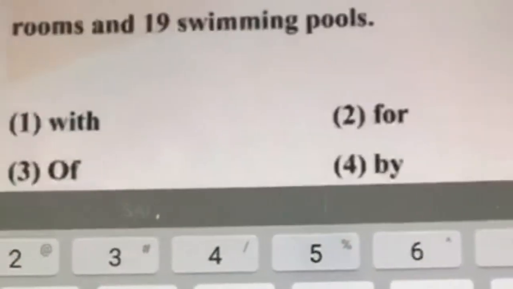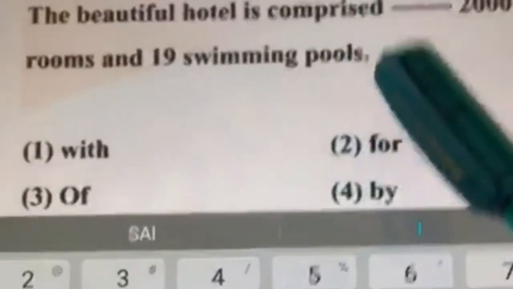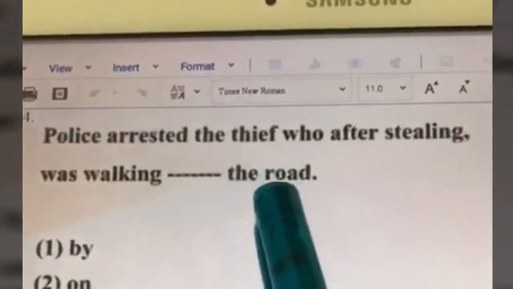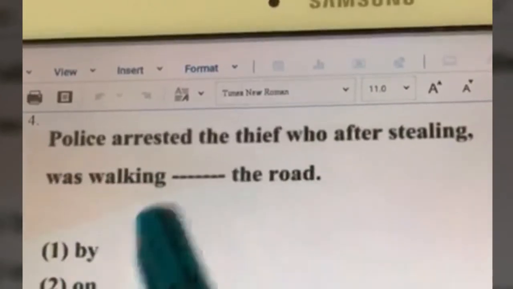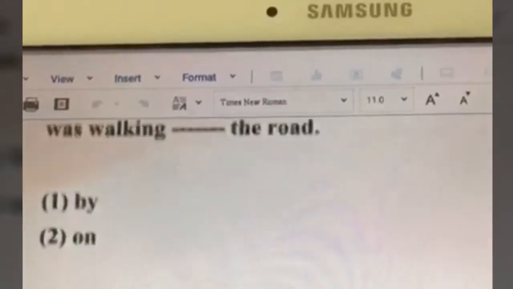Okay, that is just the rule. So will it be with? No. Will it be for? No. Will it be of? In this case, yes. Then police arrested the thief who after stealing was walking dash the road. What are the options? By, on, across, along and beside.